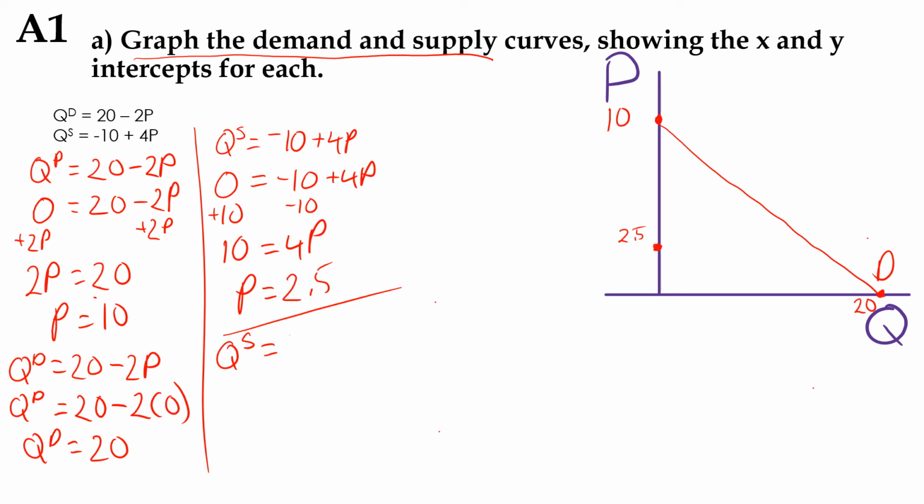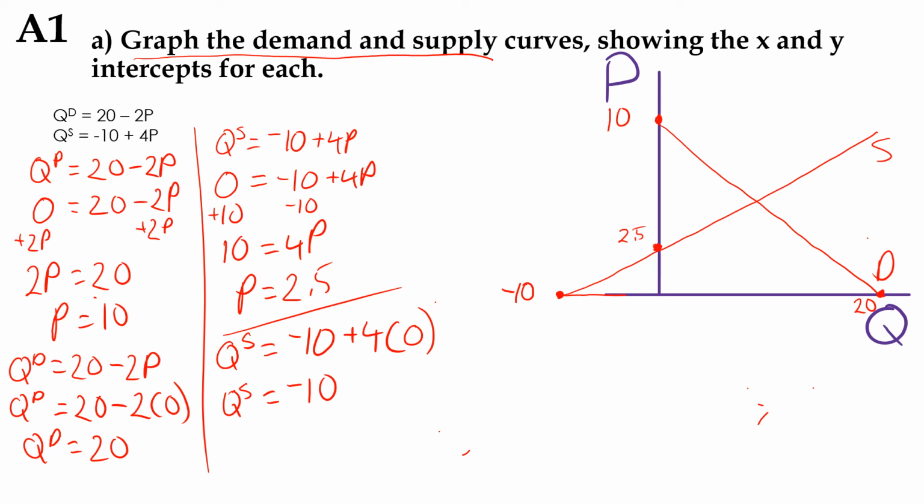Quantity supplied equals negative 10 plus 4 times 0, since P equals 0, as you can see. So quantity supplied equals minus 10, and that's exactly what this point is here. If I was to write it a little more correctly, it might be somewhere out here. So, minus 10, and it's going to look something like that. Okay, so let's go on to B.